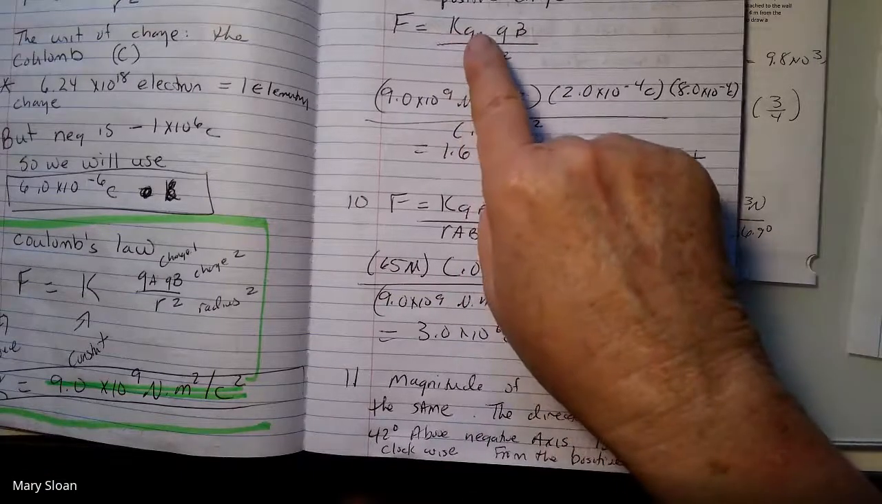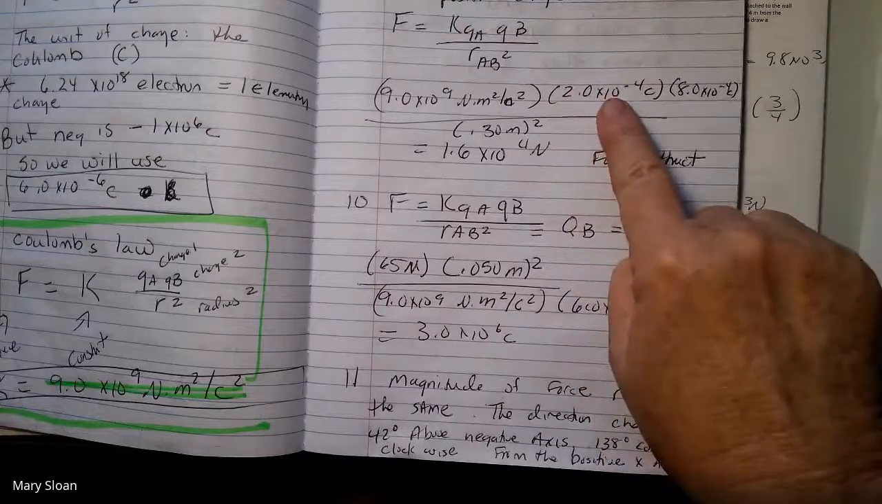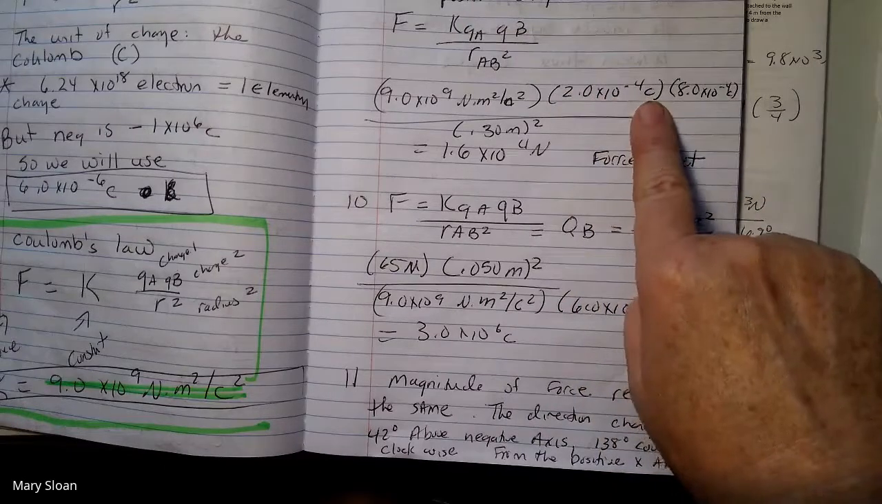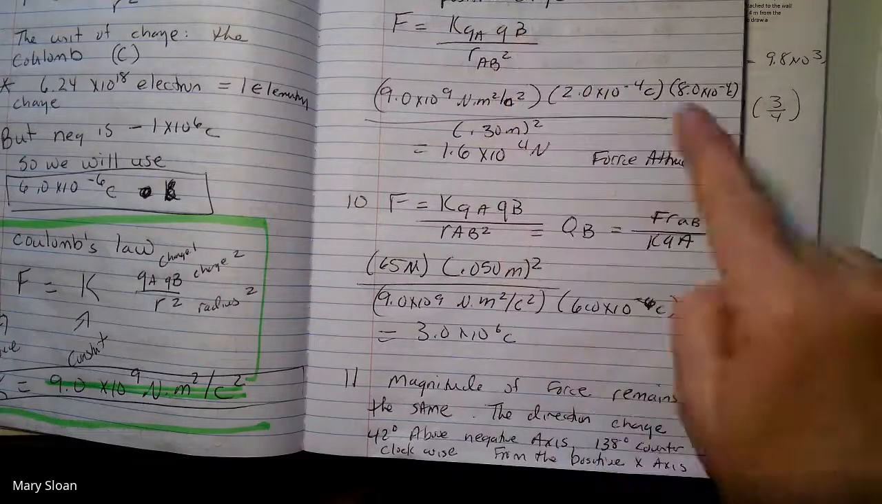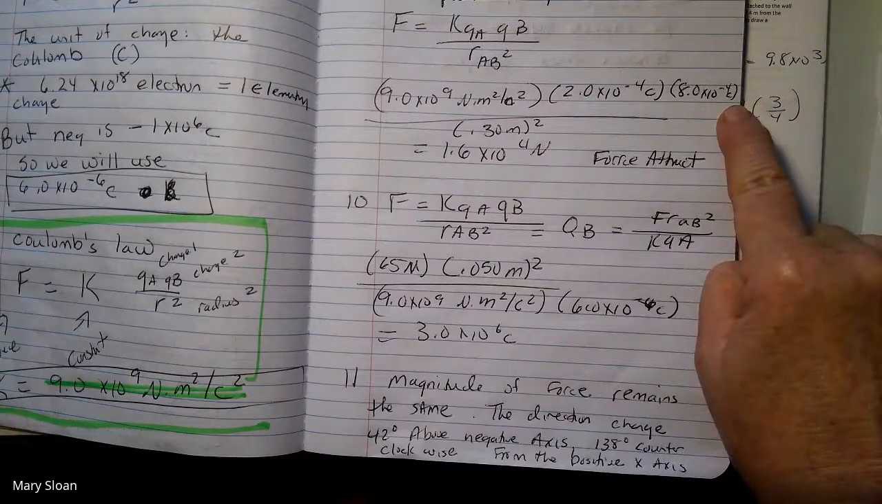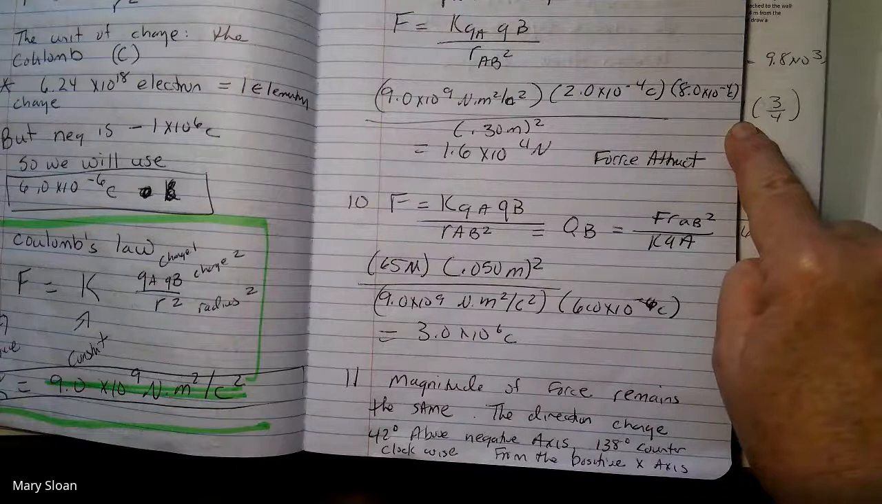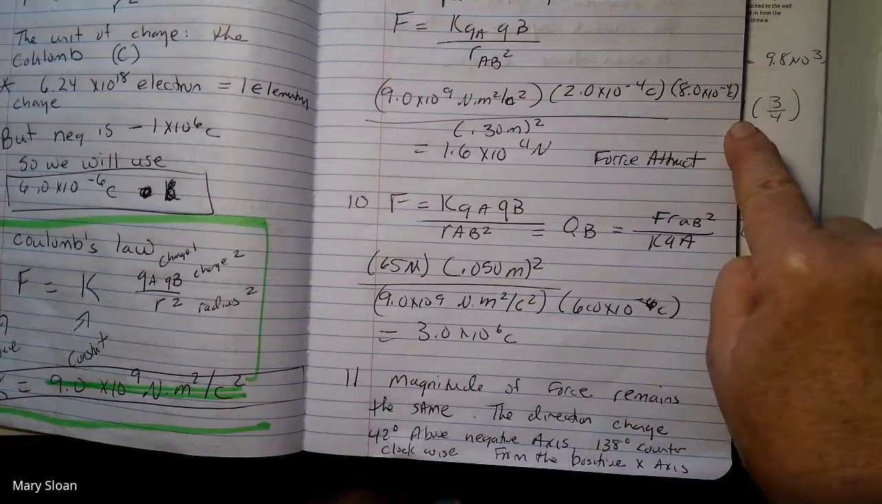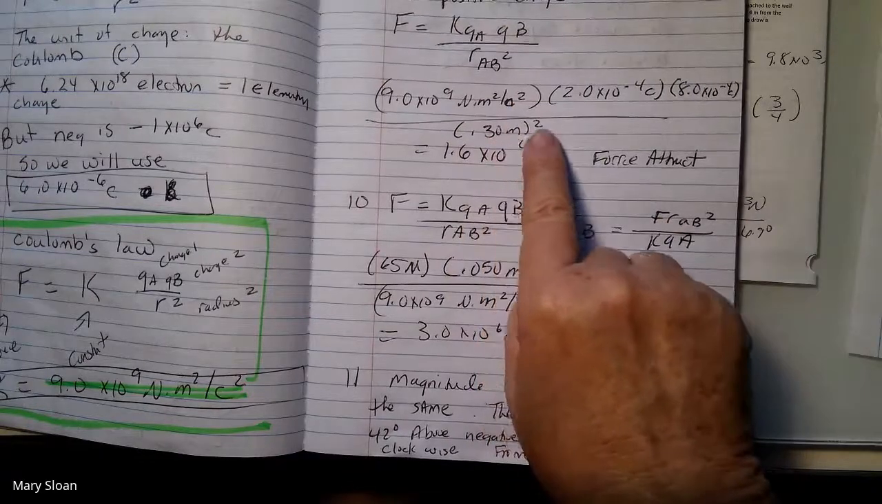Now my QA in the book told me it was 2.0 times 10 to the negative 4th coulombs. And it also told me in the book that my QB was 8.0 times 10 to the negative 4th coulombs. And I'm going to divide that by the radius of A to B squared. It said in the book that the radius was 0.30 meters, squared.